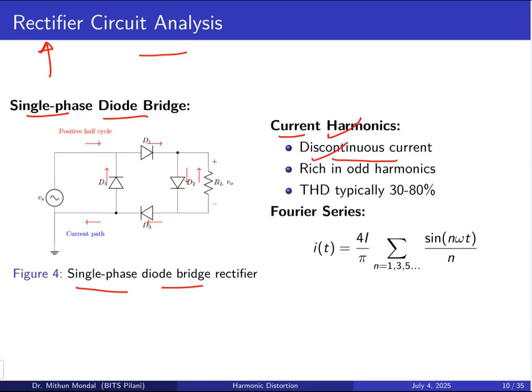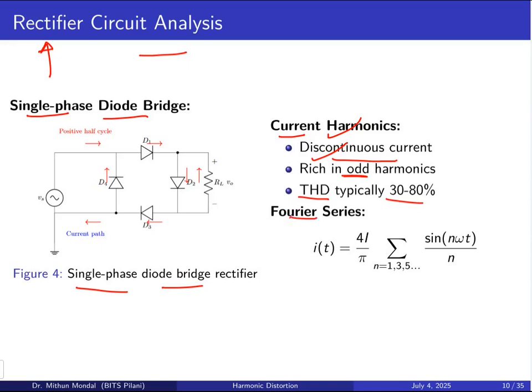You will get the discontinuous current, and it will be reached in the odd harmonics, which are the multiples of 3, 5, 7, 9 and so on. The THD level, that is the total harmonic distortion level, will be typically in the range of 30 to 80%.